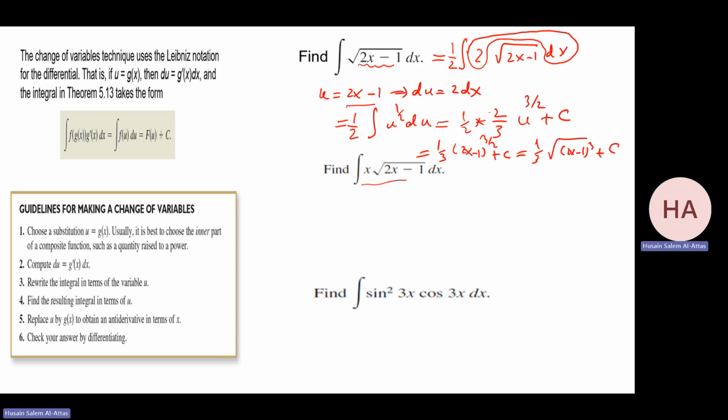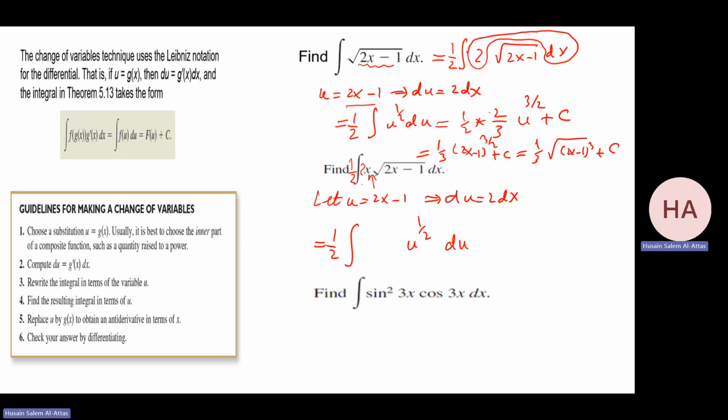We'll do the same idea here. I need 2 and I need half. Not only that, if you let u equal to 2x minus 1, then du is 2 dx. Okay, now write the integral. That will be half integral 2 with dx. That will give me du. Okay, square root 2x minus 1. That will be u to the power half.